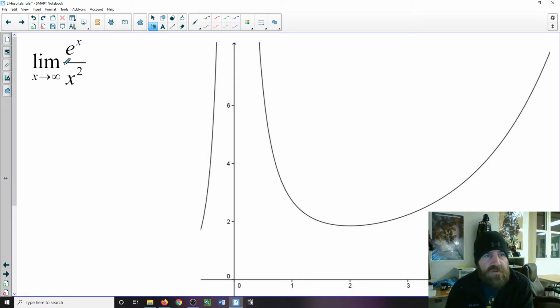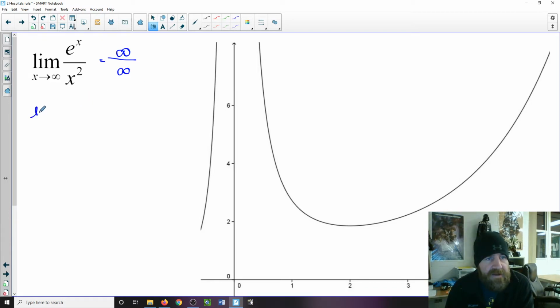Okay, x approaches infinity for e to the x over x squared. What we're going to do is plug in infinity. We have e to the infinity, which is infinity, and then we have infinity squared, which is infinity. So we have an infinity over infinity situation, so that's indeterminate. So we can use L'Hopital here.